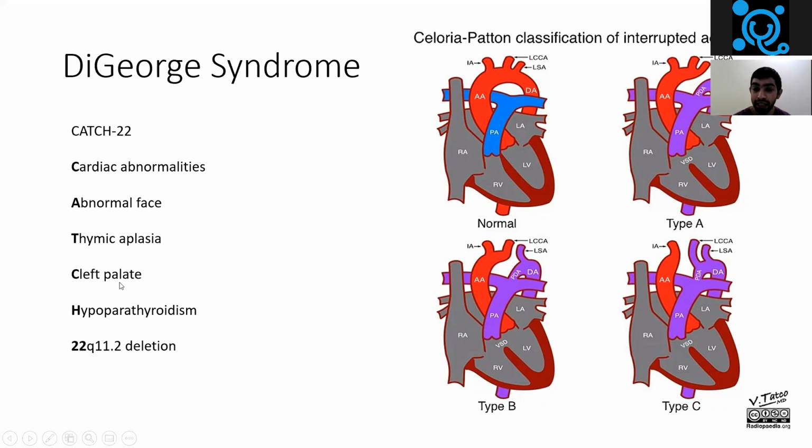They also have a cleft palate, that's part of the phenotype, and they often also have hypoparathyroidism, so you need to monitor their calcium soon after birth as well. And the genetic mutation underlying this is on chromosome 22, on the q arm, at locus 11.2. But that pretty much summarizes all you need to know about DiGeorge syndrome at undergraduate level.